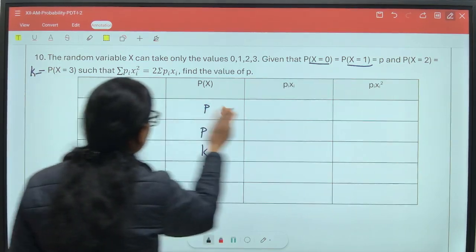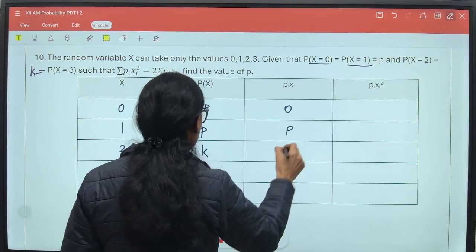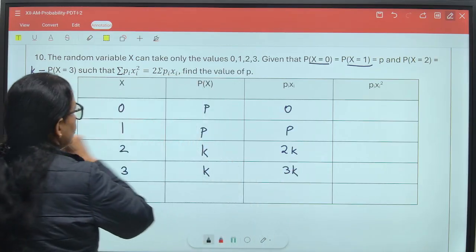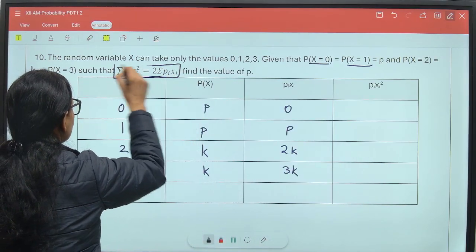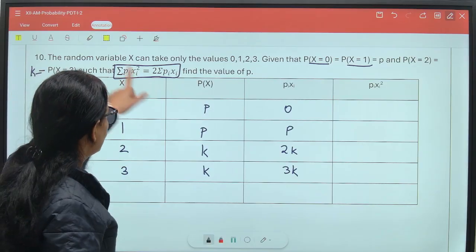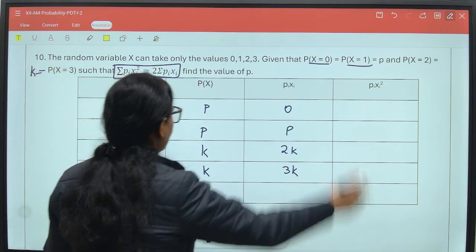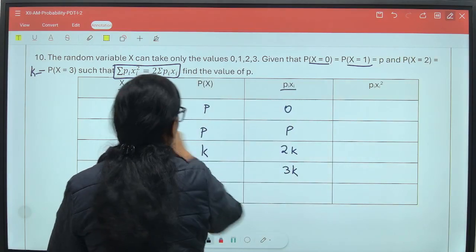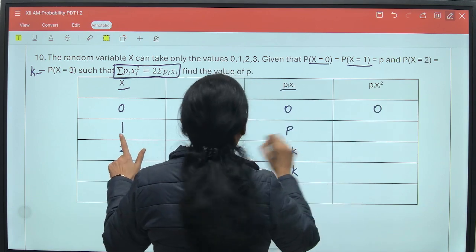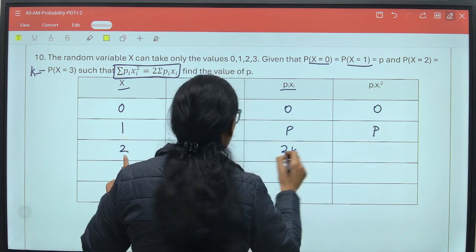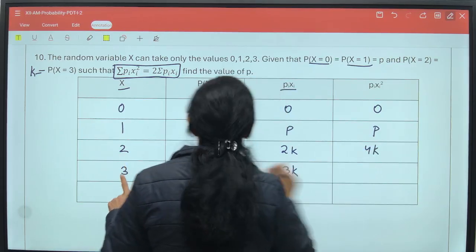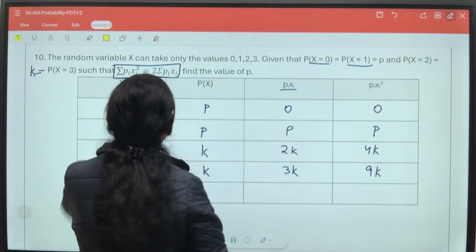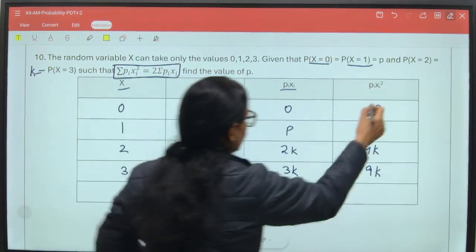So let's find pi xi. It is 0, p, 2k and this is 3k. According to the question, this is the condition given to you: sum of pi xi square is equal to sum of pi xi. So let's find the next column, pi xi square: multiply pi xi by the x value. 0 into 0 is 0, 1 into p is p, 2 into 2k is 4k, and then 3 into 3k is 9k. So as per the question, let's find the sum first.